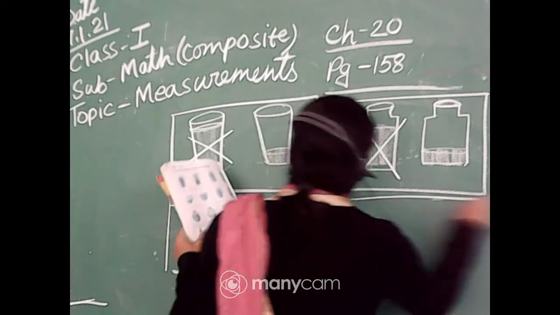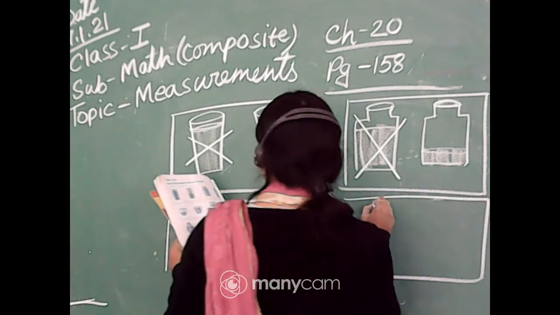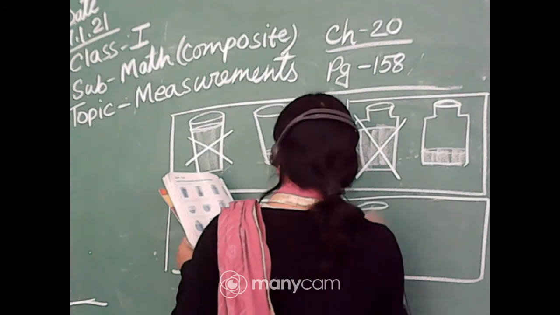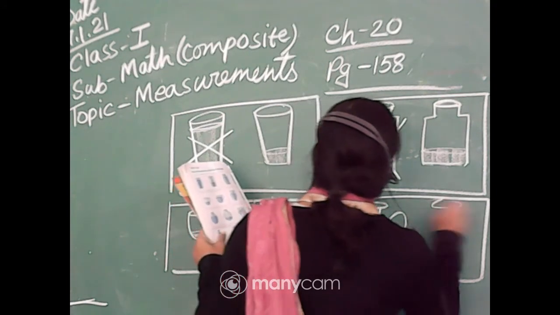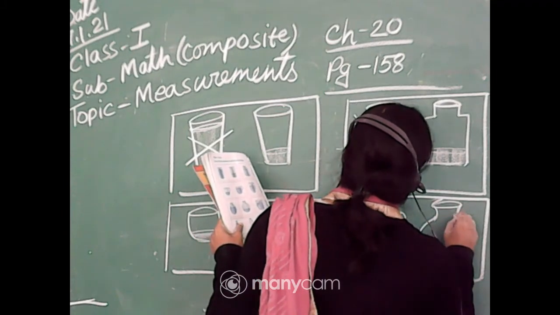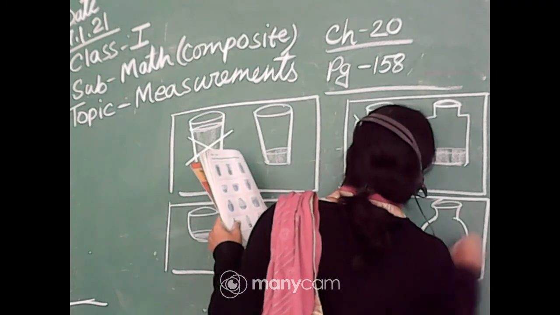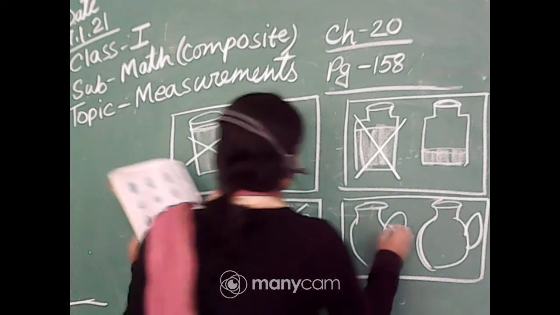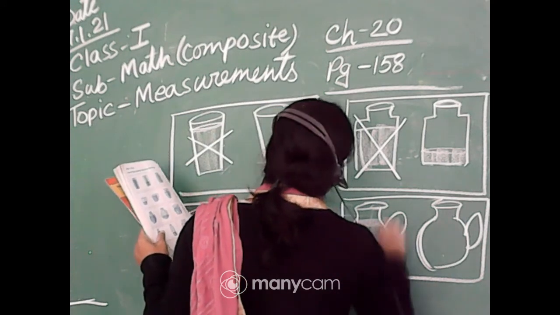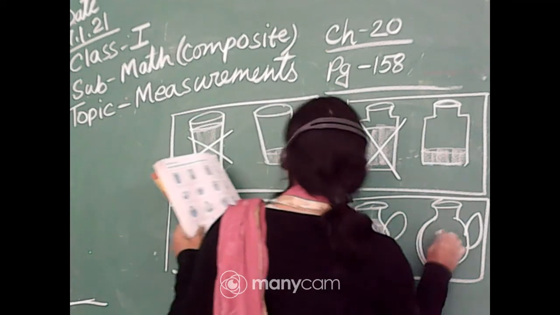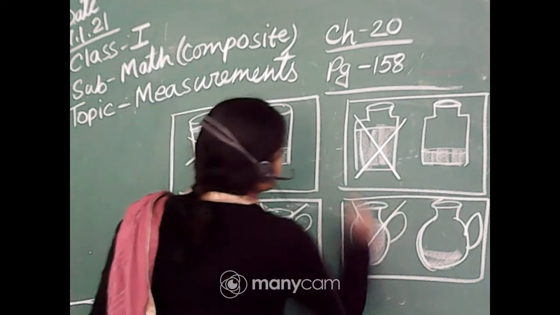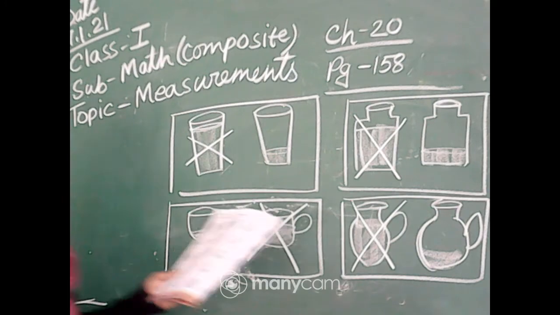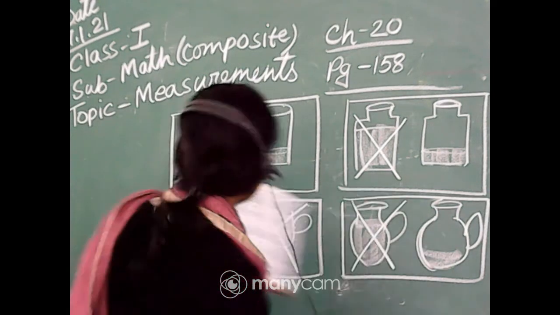Next, jug. In the first jug there is this much, and here is this one. So which has more? Please cross this one.